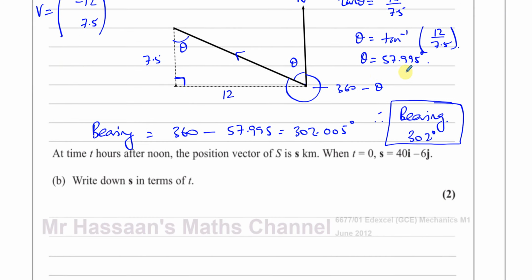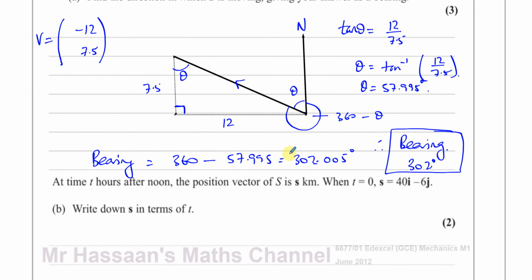Then it says, at time t hours after noon, the position vector of S is given by the vector s kilometers. That tells us its position with respect to the origin. When time equals 0, s equals 40i minus 6j. Write down s in terms of t. Okay, so that's what we have to do next.